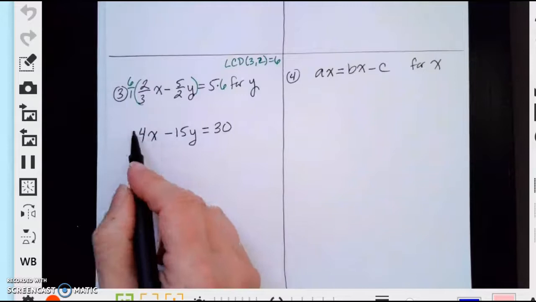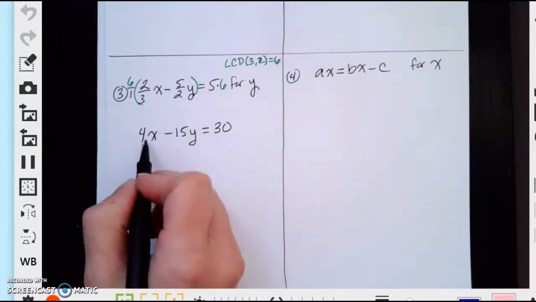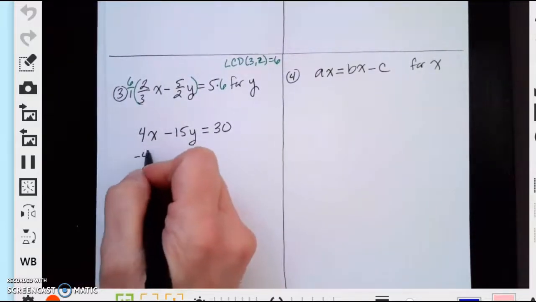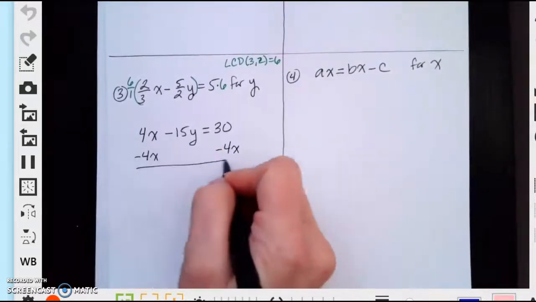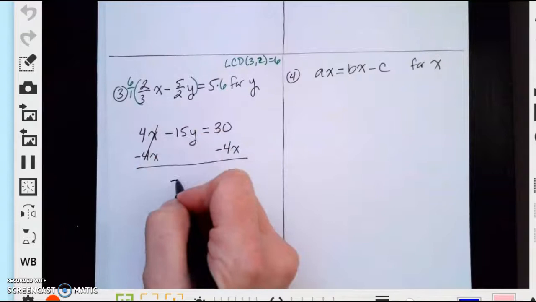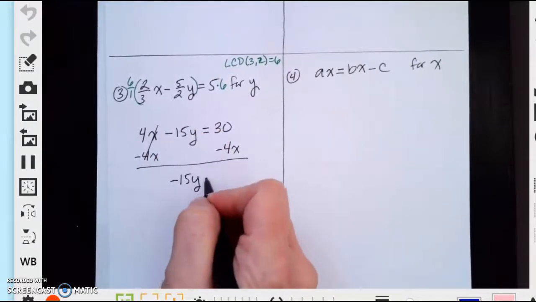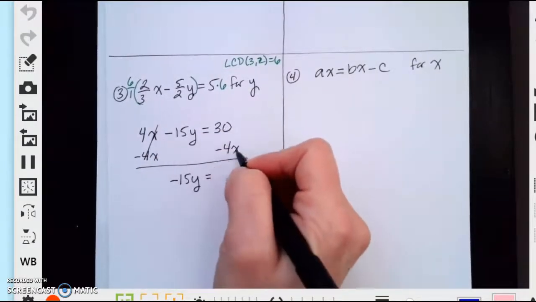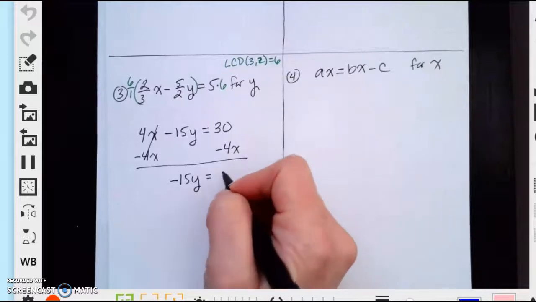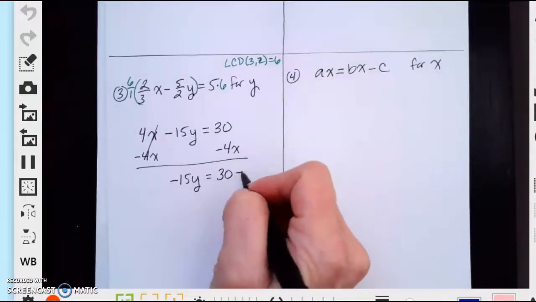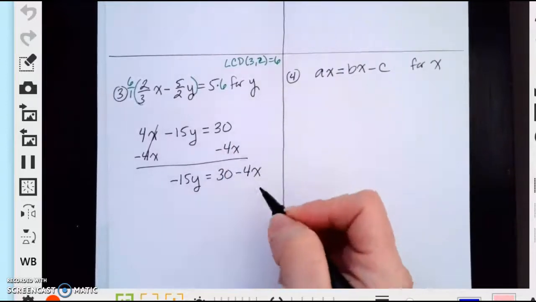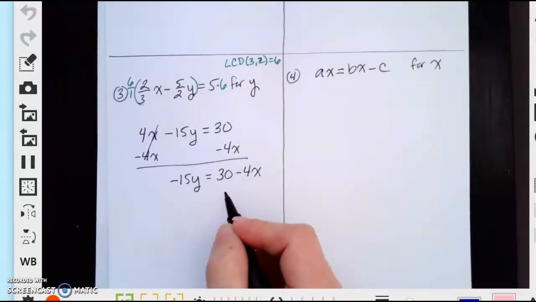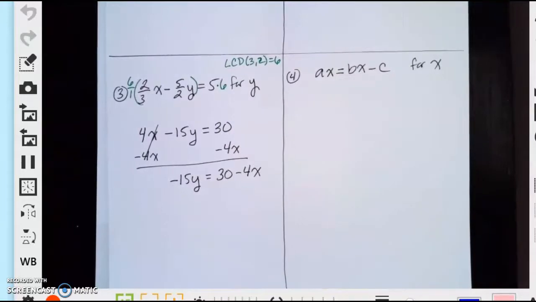So now I could do that by isolating the term that contains y. I want to get rid of this x term here. It's a positive 4x, so I will subtract 4x, and do the same thing on the other side. So I have negative 15y equals, now these are not like terms, so I can't combine them, but I can just rewrite it as 30 minus 4x. It doesn't matter which order you have those terms in. If you want to write negative 4x plus 30, you can do that.